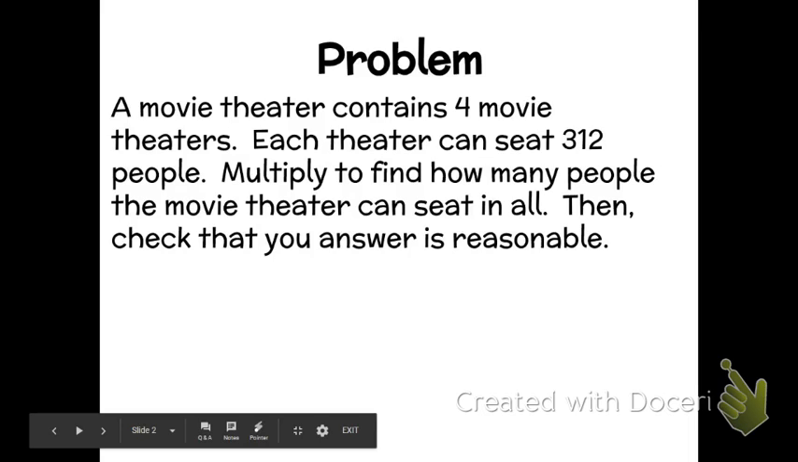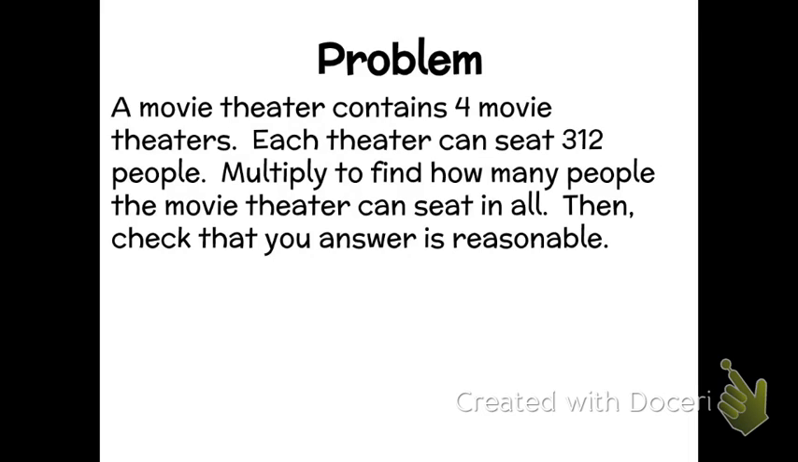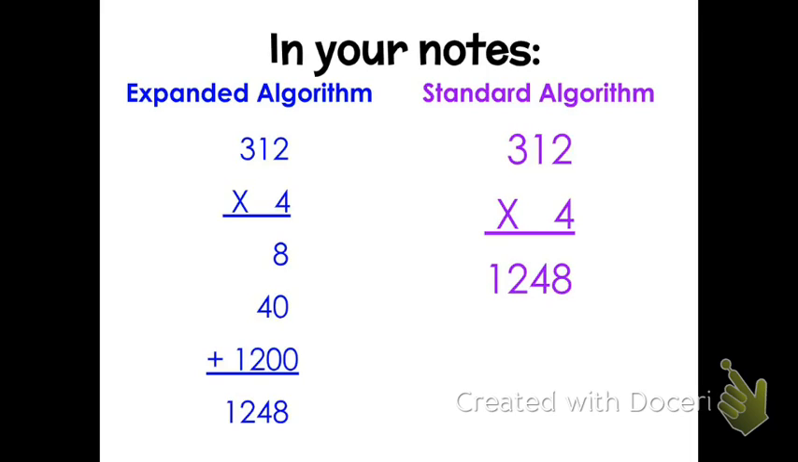The problem that you should already have glued in your notes says, a movie theater contains 4 movie theaters. Each theater can seat 312 people. Multiply to find how many people the movie theater can seat in all, and then check that your answer is reasonable. You should already have this part included in your notes. We have the expanded algorithm and the standard algorithm. In your notes, I would like to see you add the numbers here that we multiply to get our answers.